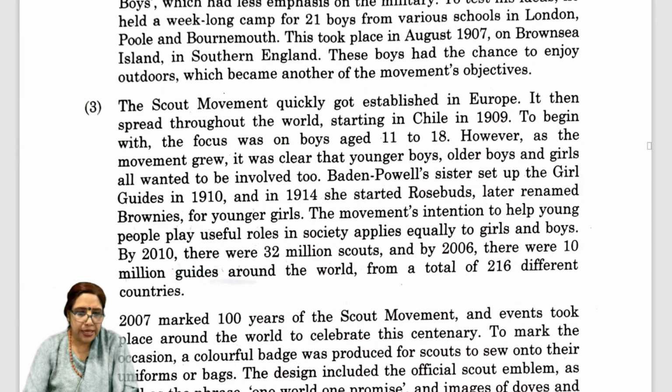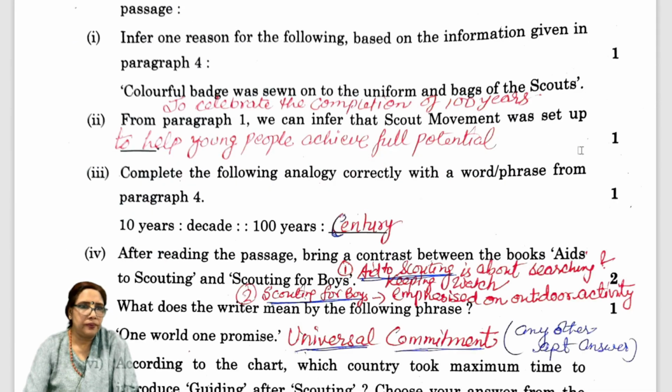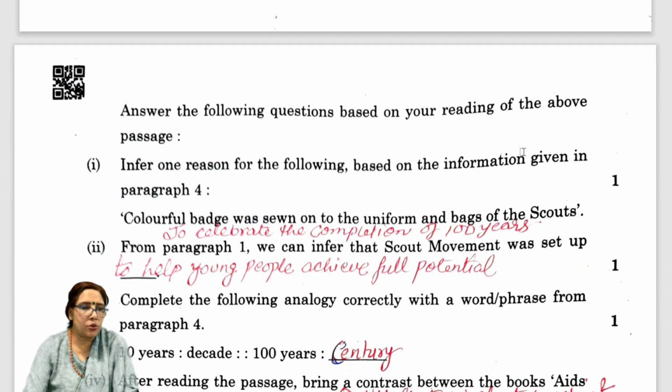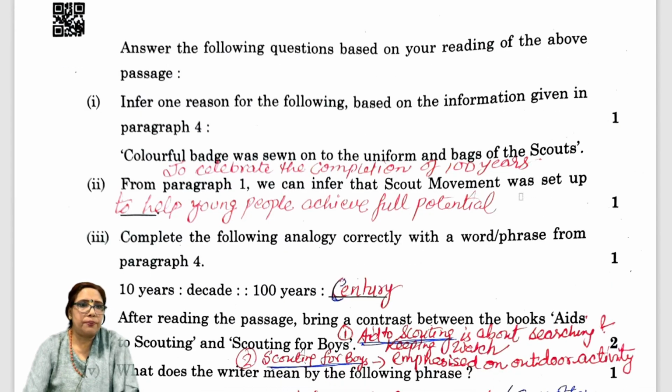Now we come to passage 2, which is about scouts and guides around the world. Okay, so now here we are with the first question. Infer one reason for the following based on the information given in paragraph 4. Colorful badges were sewn onto the uniforms and bags of the scouts. So why? According to the passage, to celebrate the completion of 100 years. Now from para 1, we can infer that the scout movement was set up, and the answer to this is to help young people achieve their full potential.